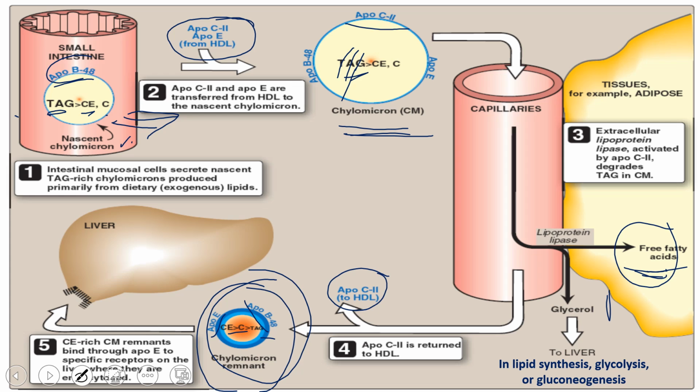This chylomicron remnant goes and binds to the liver. The liver has a receptor called the LDL receptor. So this ApoE binds to the LDL receptor, and the liver takes in the chylomicron remnant and processes it for further reutilization of its cholesterol, cholesterol esters, or the remaining triglycerides. So this is how whatever lipids we have taken in the diet reach the tissue, and then the remaining component reaches the liver for recycling.